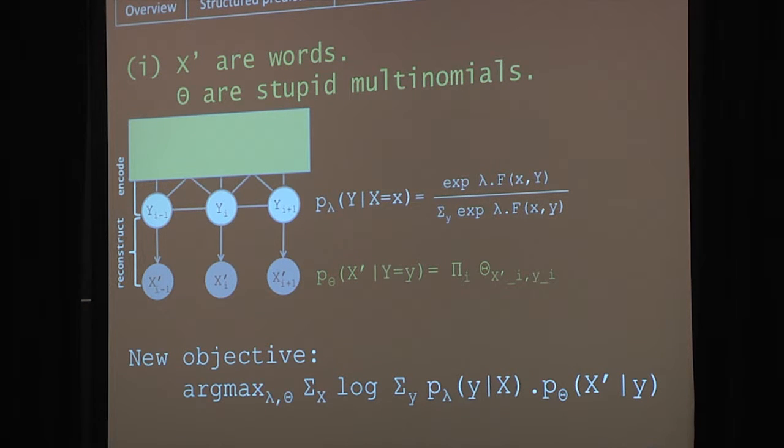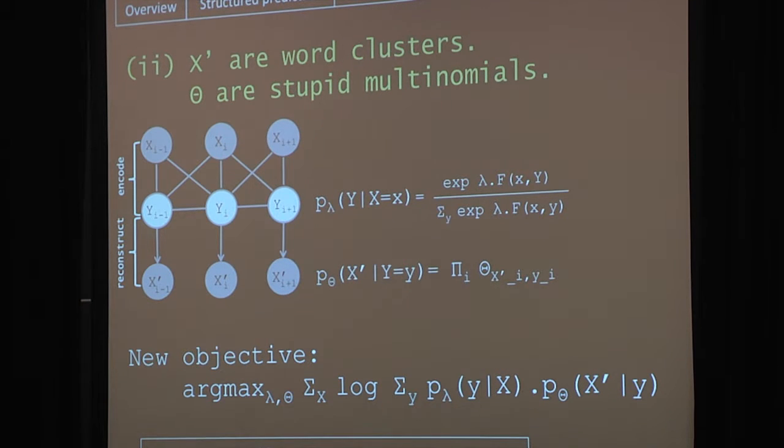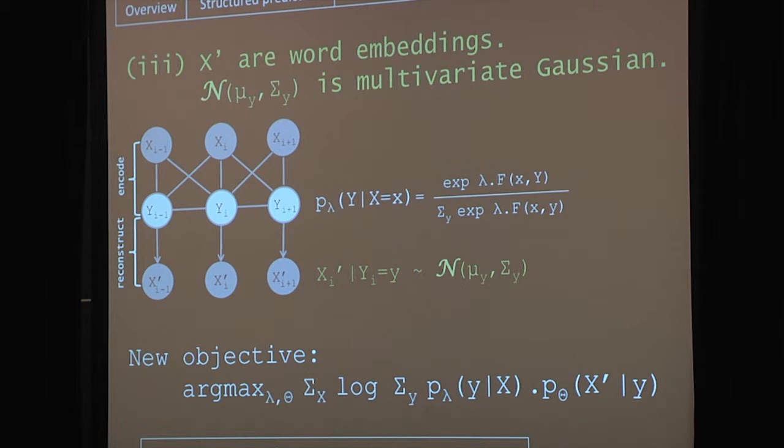So if you squint your eyes, you'll see that this looks a lot like an HMM, except that the dependencies between the Y's are now unidirectional. The second thing we tried is to generate the pre-trained word clusters instead of the actual surface forms of the words. Intuitively, we should use representations of the input which can be generated from the hidden layer with low entropy. So we used Brown clusters, which tend to encode some syntactic information about the words. The third thing we tried is to let X prime be word embeddings and let the reconstruction model be a multivariate Gaussian.